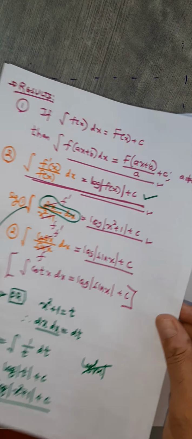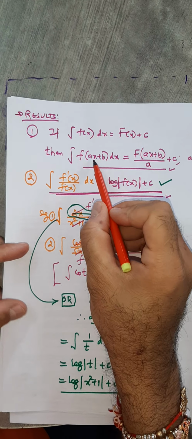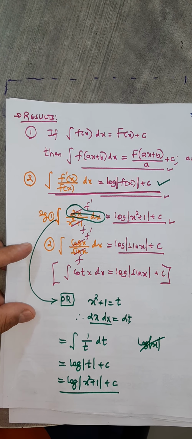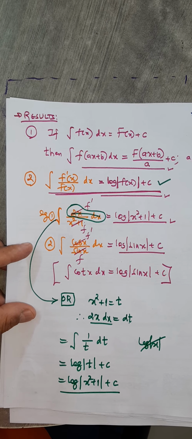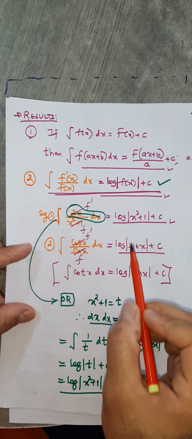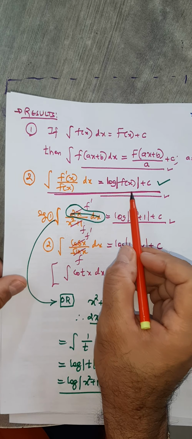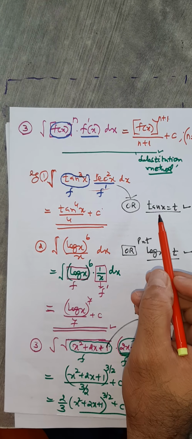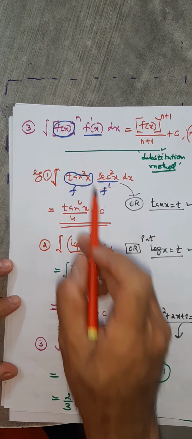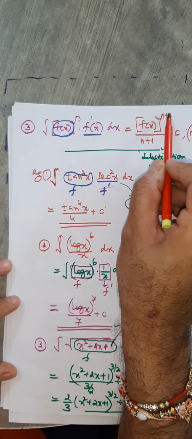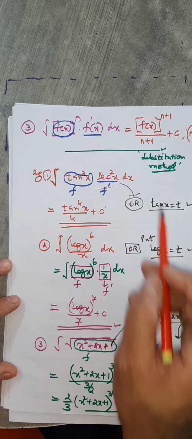So after knowing these three results, composition with linear, you do like chain rule as we did in differentiation, upon the coefficient of x. Number 1. If you have f dash upon f, log of mod of the denominator function. Number 3, if you have this type of form, power raised to n into derivative, raise the power by 1 divided by the same number.